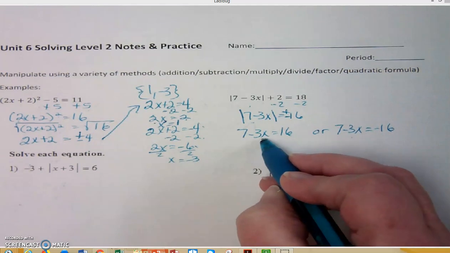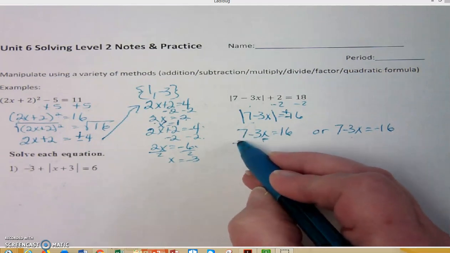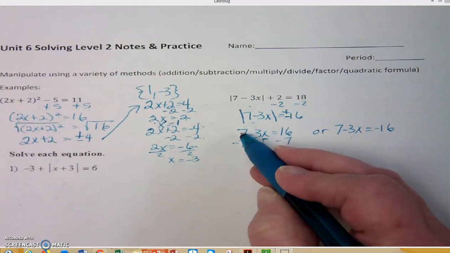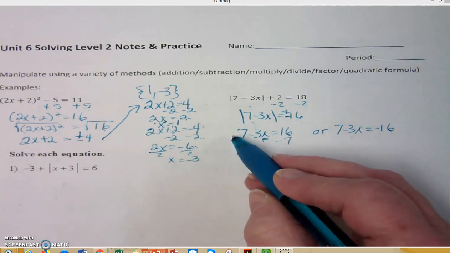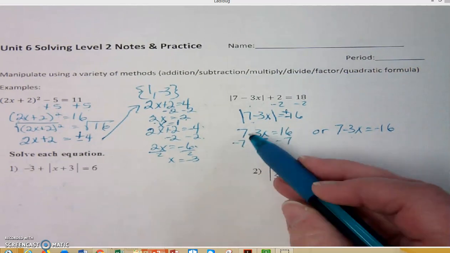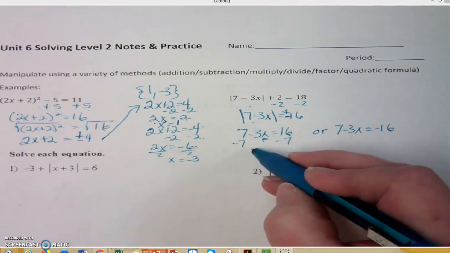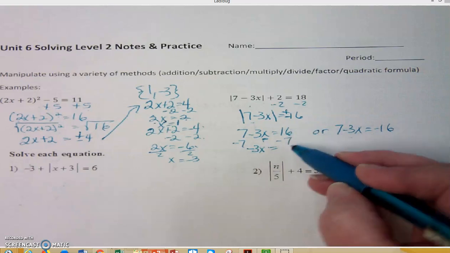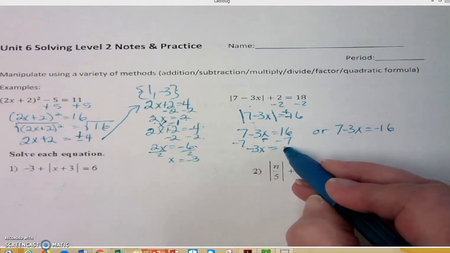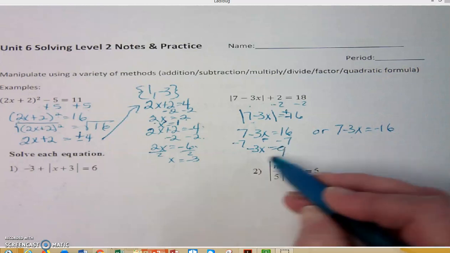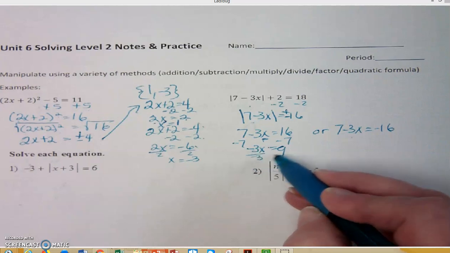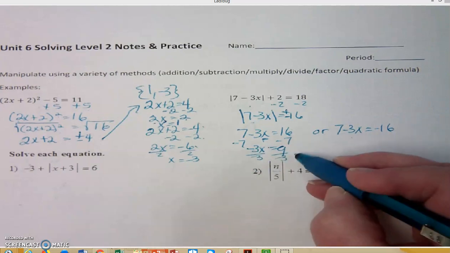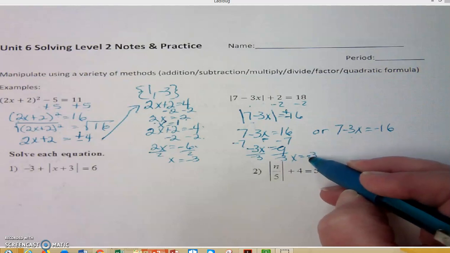I need to isolate for x, so the first thing I'm going to do is get rid of the 7. If it doesn't have anything in front of it, it's understood to be positive. So 7 minus 7, those cancel. I get negative 3x left on the left side. 16 minus 7 would be 9. Is that right? Yeah. Now I'm going to divide both sides by negative 3, and I get x equals negative 3.